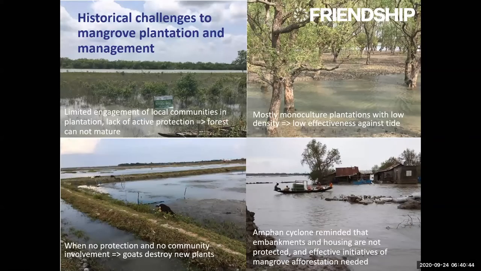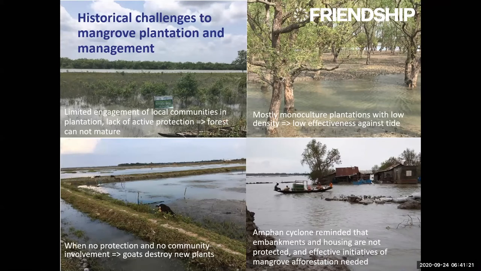And just for a quick understanding of the historical perspective, historical challenges: because of lack of community engagement in plantation and management, the initiative in the early years faced huge disruption. And some plantations had very low density, so they were not effective. And as the community is not really involved, growing plantation is really difficult. So you see the goats destroy new plants.